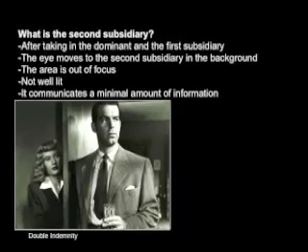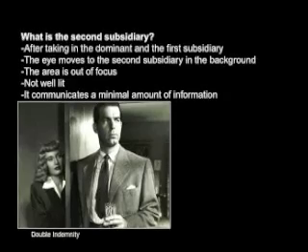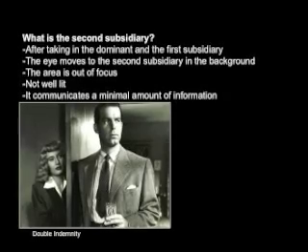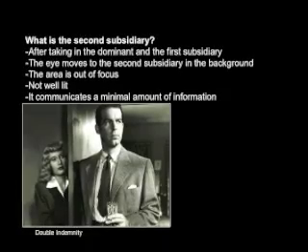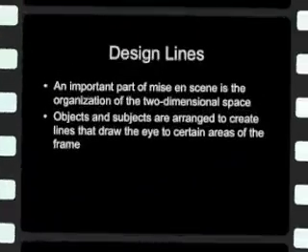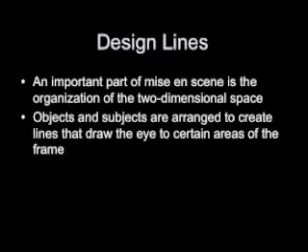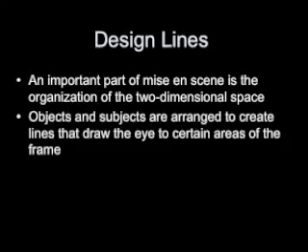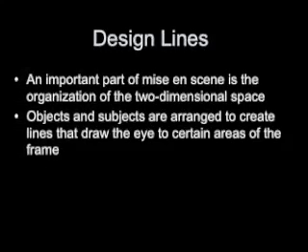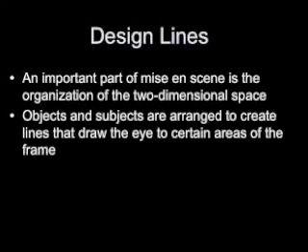After taking in the dominant and the first subsidiary, our eye moves to the second subsidiary in the background. The area is out of focus, not well lit. It communicates a minimal amount of information. Design lines are an important part of mise en scène and the organization of the two-dimensional space. Objects and subjects are arranged to create lines that draw the eye to certain areas of the frame.